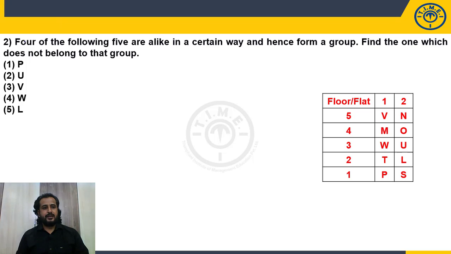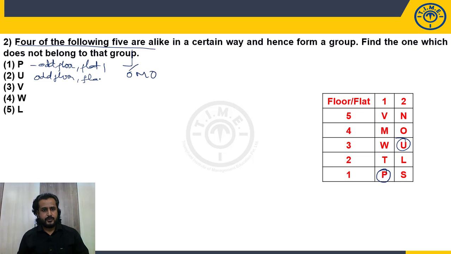4 of the following 5. I don't read the entire question. It is nothing but odd one out. P. Floor, flat one. Okay. Odd number floor or flat one? Odd floor, flat one. Okay. Next, U. Odd floor and lives in flat 2. Okay. Next, V. Odd floor, flat 1.